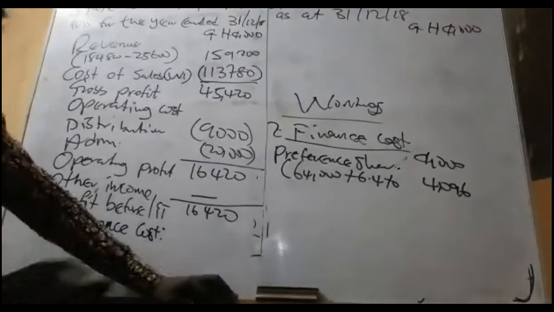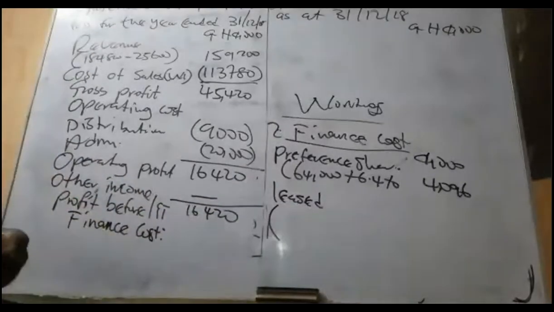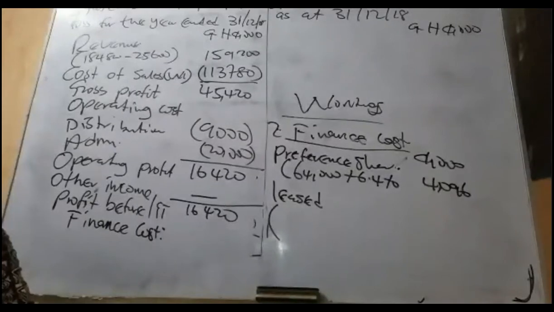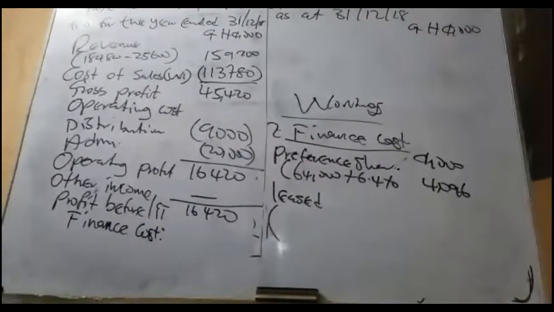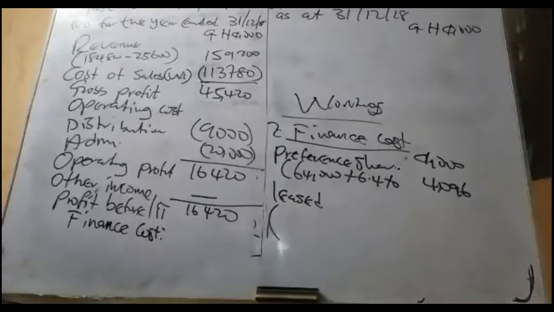For the lease, the finance charge on the lease, open your bracket. Here it is in advance. Now the preference shares is a financial liability, because even though preference shares are shares, we are going to classify them as what? As liability. Why? Because this type of preference share is redeemable. So any dividend paid must be treated as finance charge.